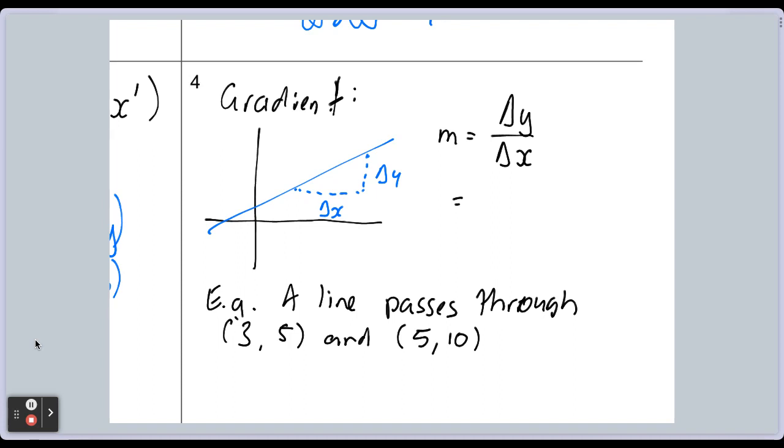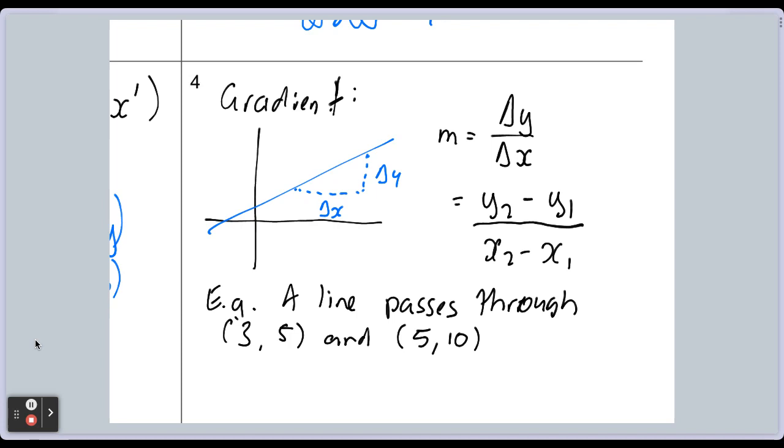So if I can quantify how much the rise is, how much the change of y is, and then quantify how much the run is, then I can come up with my number. So this typically gives rise, lol, to the gradient formula, which you should be familiar with. y2 minus y1 will give you the change in y, over x2 minus x1, which will give you the change in x. This is just a refresher for everyone, I hope.